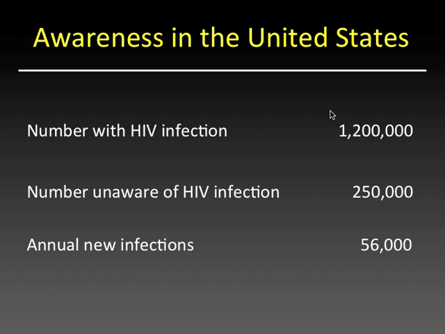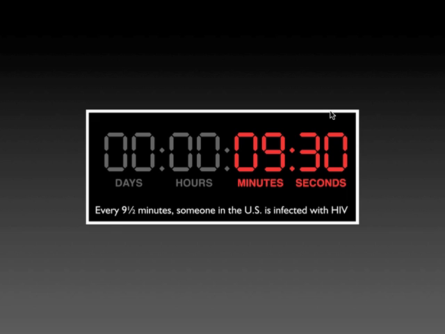HIV is still kind of a rampant epidemic. There's about 1.2 million people in the U.S. infected with it. About 21%, or 250,000 individuals in this country, have undiagnosed HIV infection. And it turns out that about 56,000, the most current estimates, 56,000 individuals are newly infected annually in the U.S. This translates to an infection rate of 1 infection every 9.5 minutes.